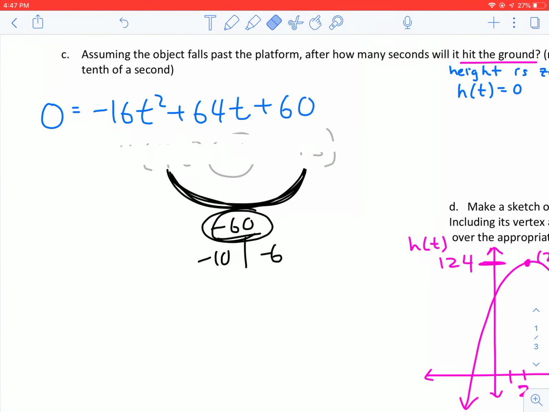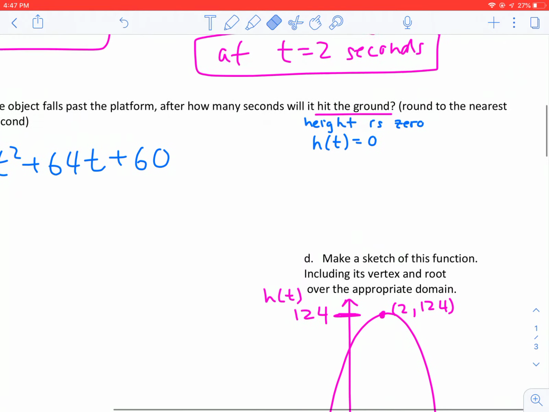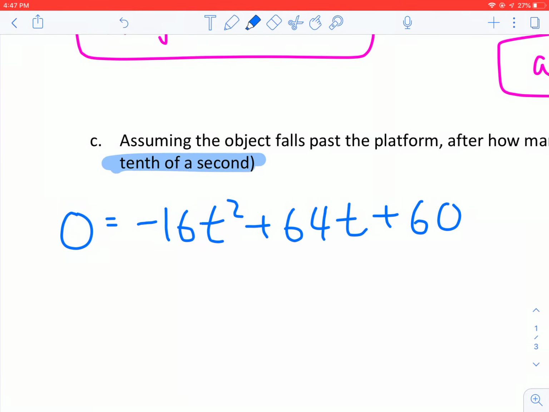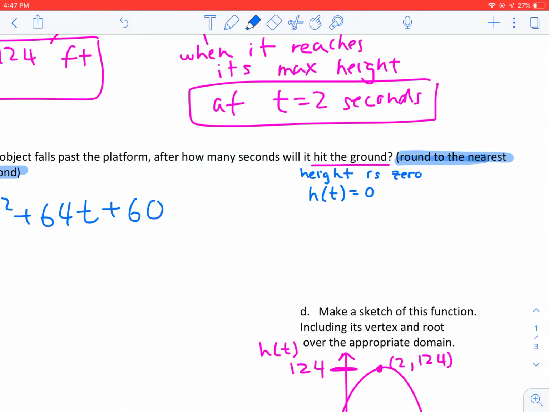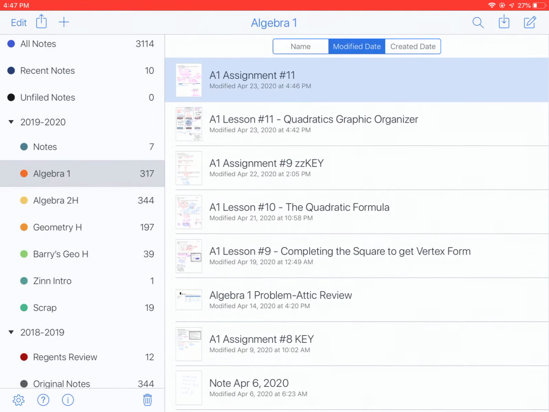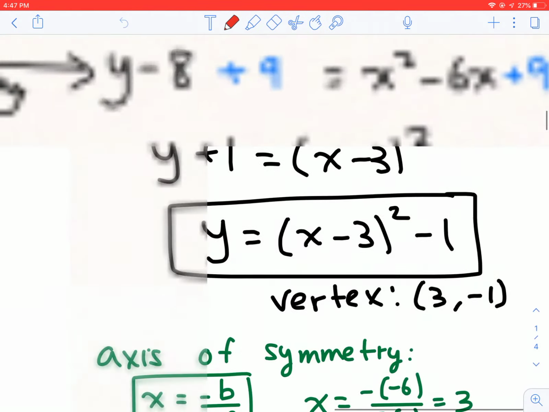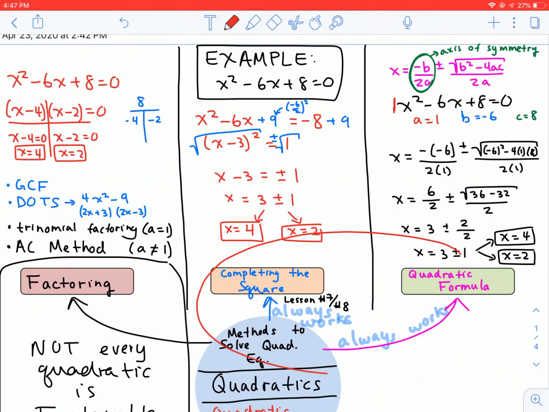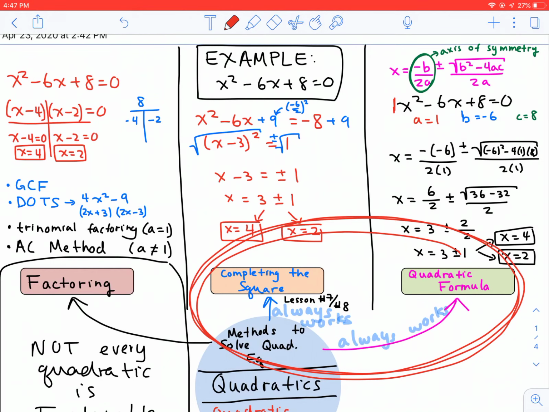So it's not factorable, and a hint is that it says round to the nearest tenth of a second. If it's telling you to round your answer, it means you're going to get a decimal answer, which means it's probably not going to be nice numbers that you can get by factoring. So what I'm going to do instead is solve it using one of my other two methods. Not every quadratic is factorable, but we still have two other methods left over, which are completing the square and quadratic formula.